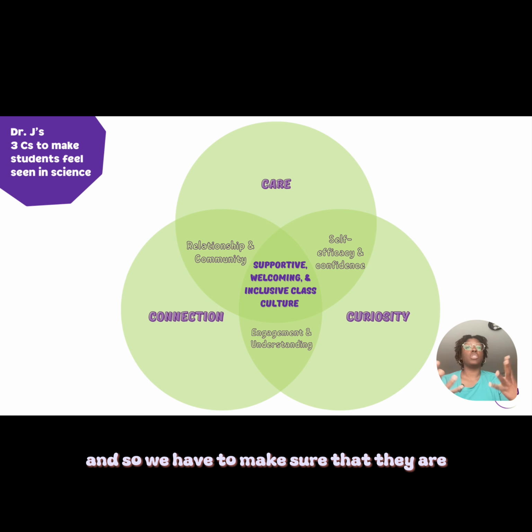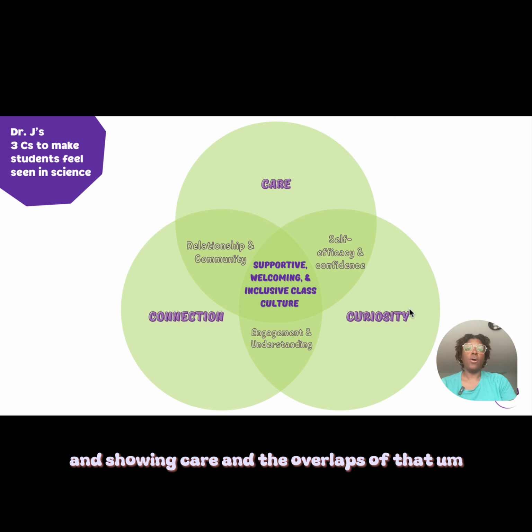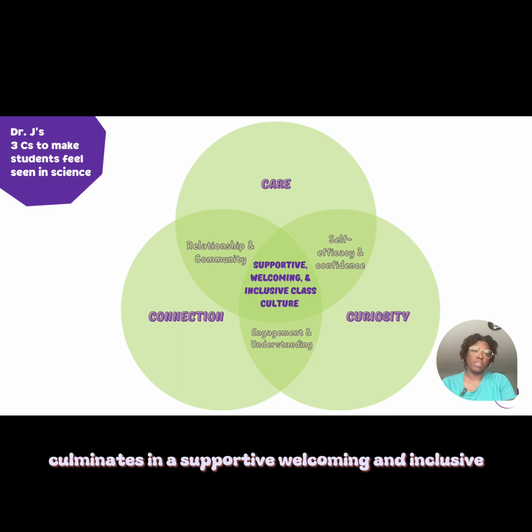And so we have to make sure that they are able to view themselves as a scientist and as a person that does science. And so I have 3 C's that I reference as my way of doing that. And that is by building connection, stimulating curiosity, showing care. And the overlaps of that lead to relationship and community, student self-efficacy and confidence, engagement and understanding with our content, and that culminates in a supportive, welcoming, and inclusive class culture.